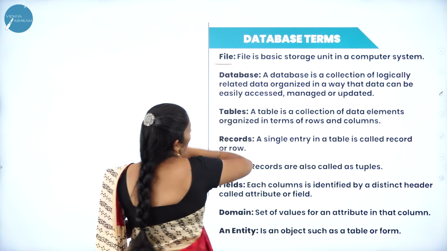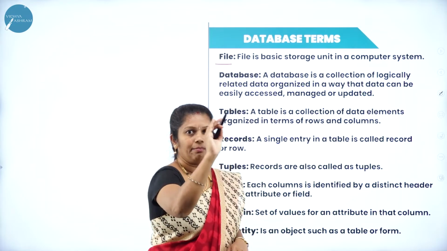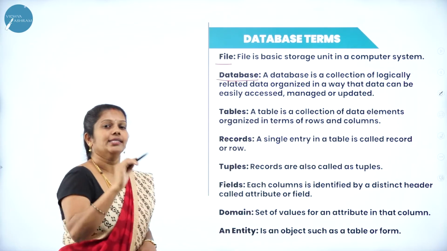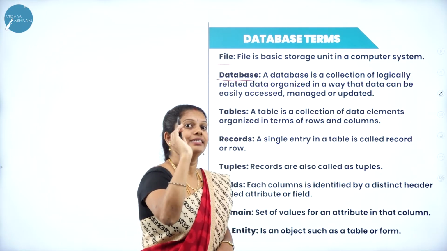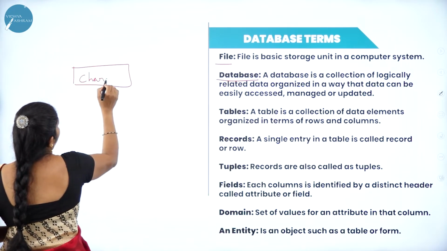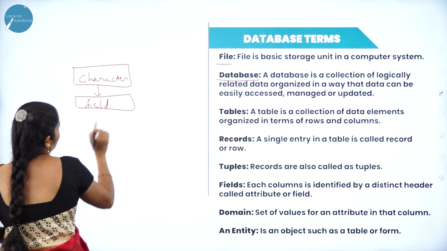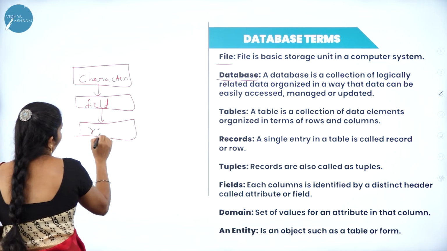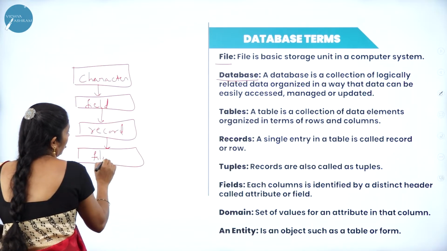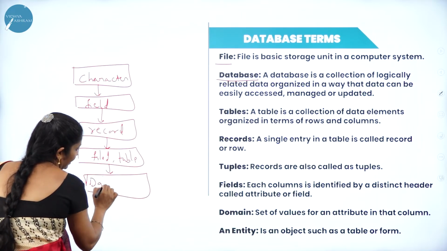The first one is file. A file is a basic storage unit in a computer system. Then database. Already I told you it is a collection of logically related tables. I already gave one example. See, this is a character. The collection of characters can be called a field or attribute. The collection of fields can be called a record or tuple. The collection of records can be called a file or table. The collection of related tables can be called a database.